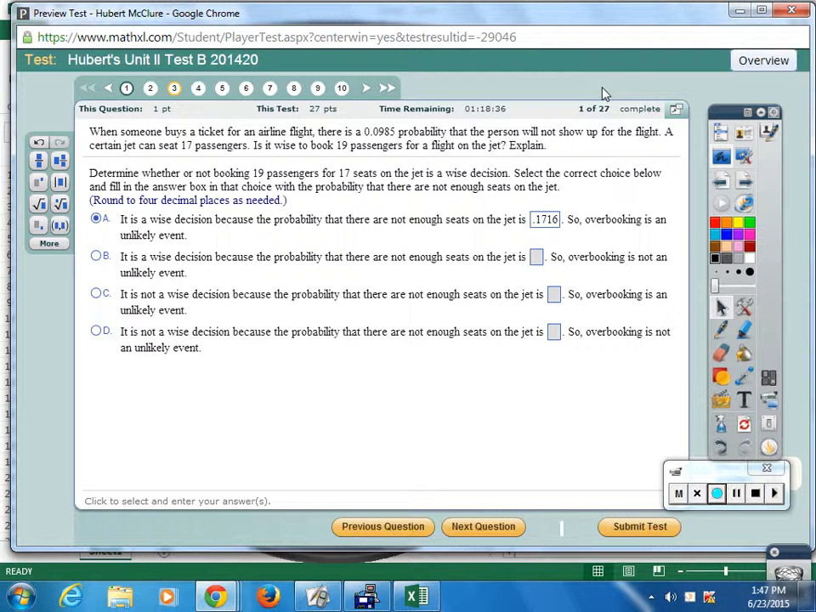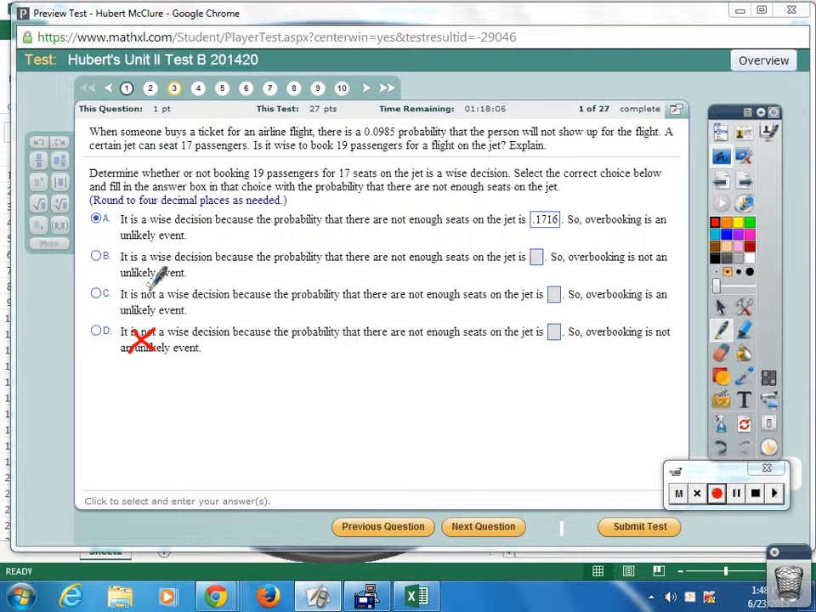Does this have to do with that 5% rule? No, they're just asking, is it wise based on the probability? And you would say it is not wise. I mean, if it was 98%, then you'd say it is not wise, because you don't want to deal with the people when they're fussing. So that one's out and that one's out.